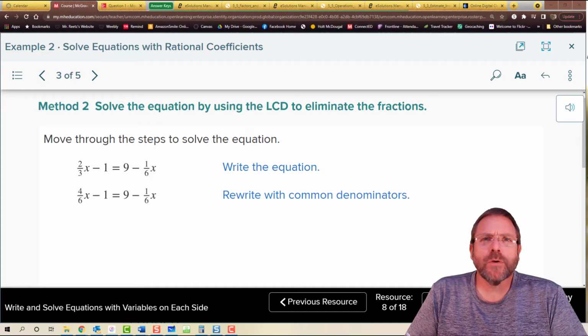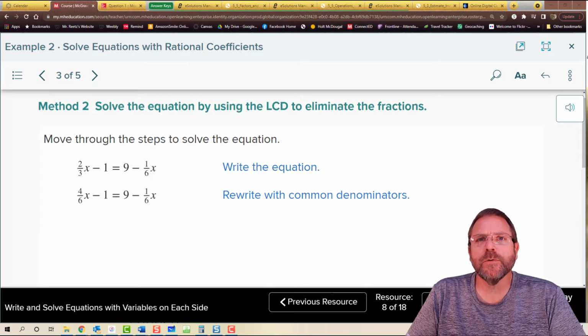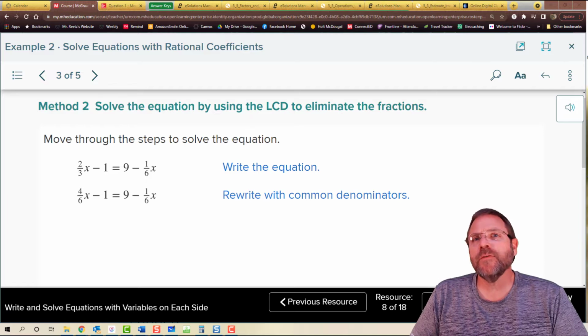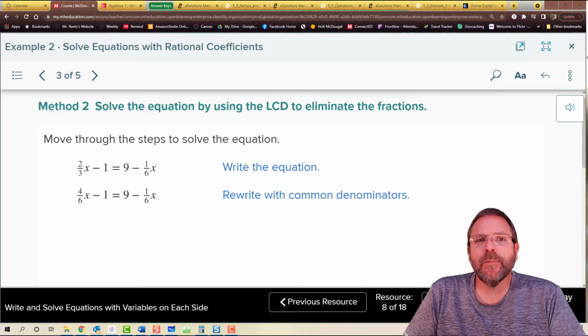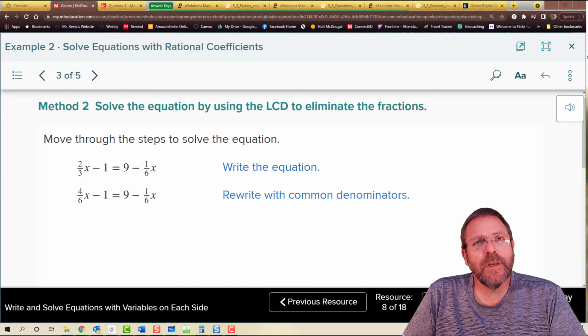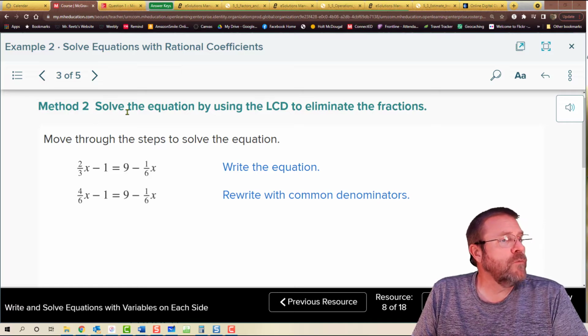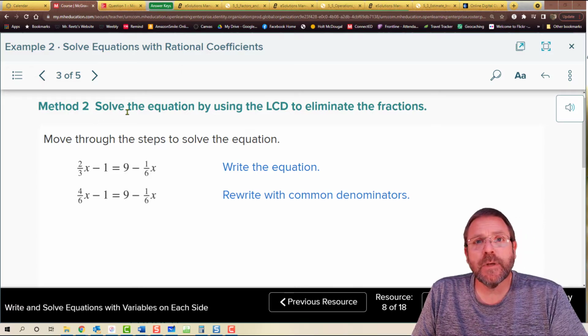Welcome back to part 2 of Module 7, Lesson 3, where we are working with equations that have variables on both sides. Now, we left off in example 2, and I think this is the first time I've stopped in the middle of an example because this next step is a little bit intense, and I wanted you to be fresh before we looked at it.